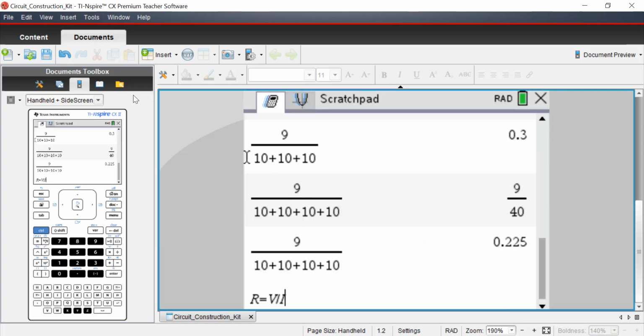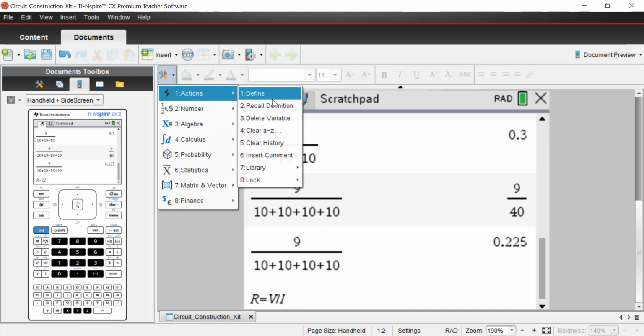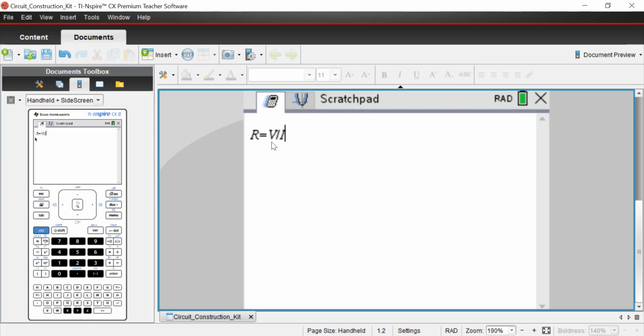I'm going to clear this out a little bit. Okay, so I said my voltage was equal to 9 volts. And we said our resistance was equal to 10 ohms plus 10 ohms, which is a total of 20 ohms. All right, so that'd be 20 ohms.